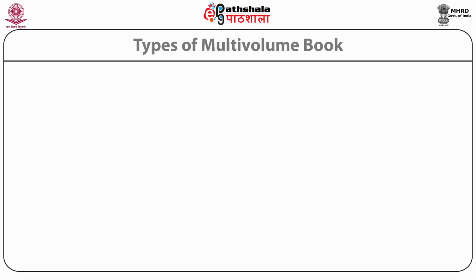Examples are Advanced Theory of Astronomy by N.C. Sharma. It is in 4 volumes. Machine Design, edited by E. Dixon. Volume 1 and 3 are published. Volume 2 and subsequent volumes are yet to be published.